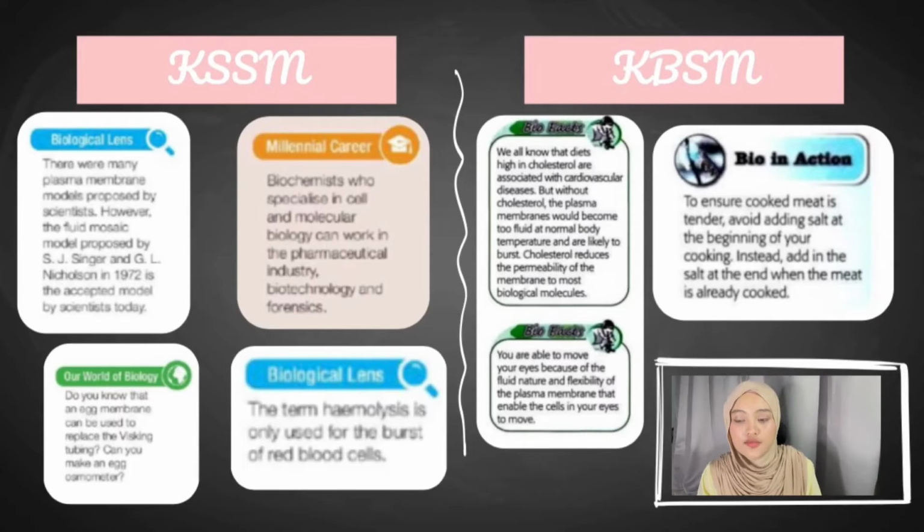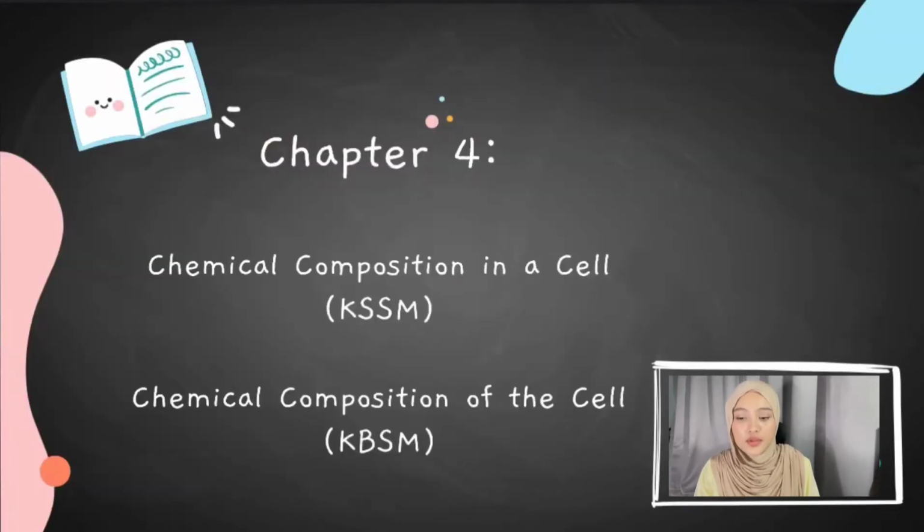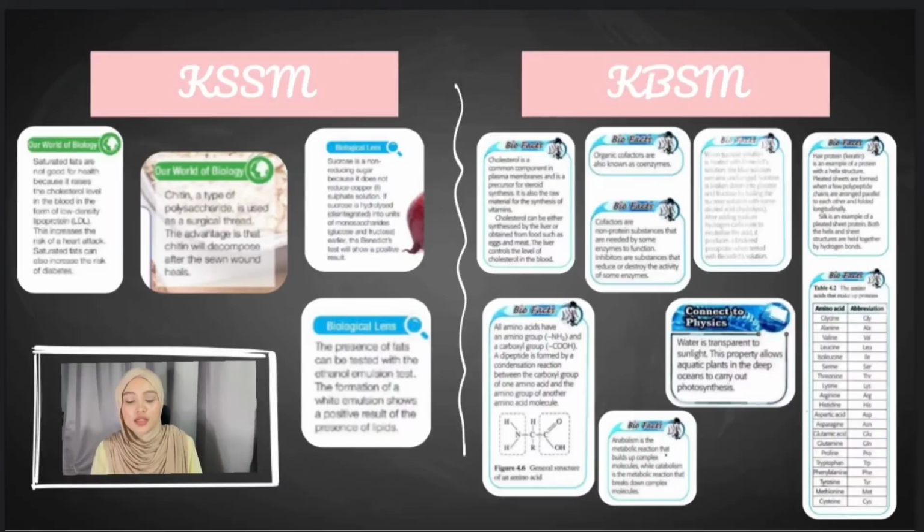And as for KBSM textbook, it contains 3 key concepts. 2 of them are Biofacts and the other one is Bio in Action. Next, we proceed with Chapter 4. The main topic for KSSM textbook and KBSM textbook remains the same, which is chemical composition in a cell.